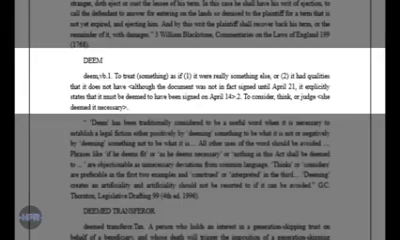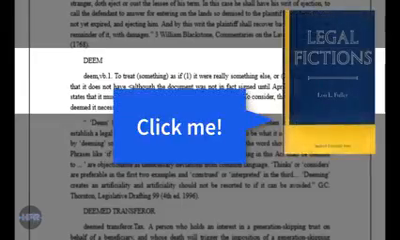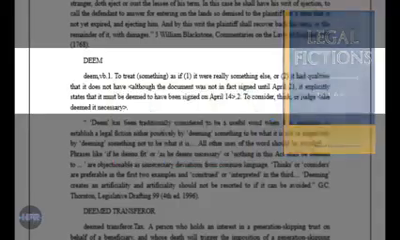Lon Fuller has a book that you need called Legal Fictions. It's like the authority on the subject. It is on the SPC University website. You can click the link right there on the screen, and it will take you over to SPC University, okay? But let's look at deem.